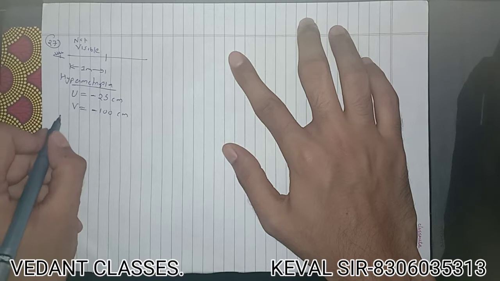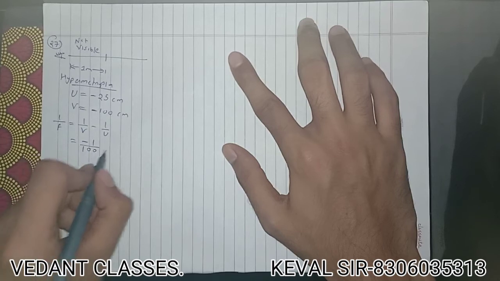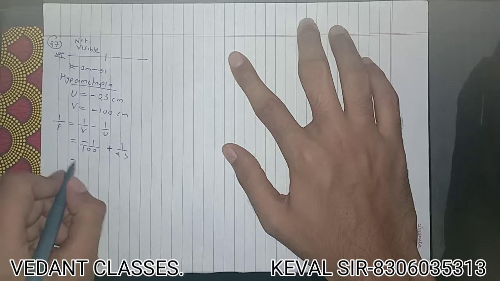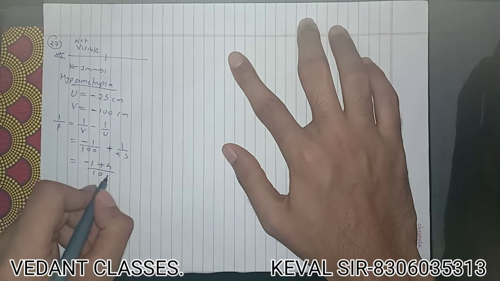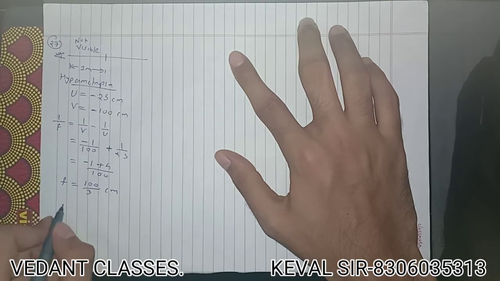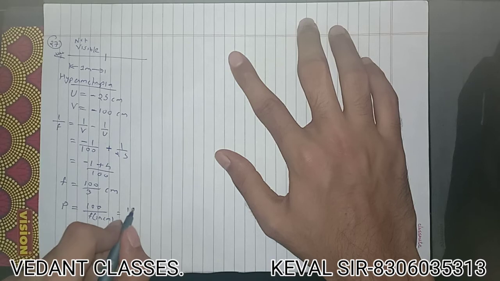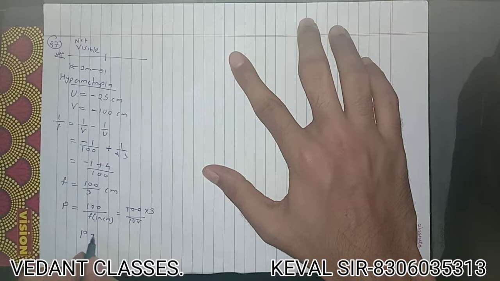So apply the lens formula: 1 by f equal to 1 by v minus 1 by u. So this will be 1 by minus 100 minus 1 by 25, and minus minus gives plus, so minus 1 plus 4 by 100. So the value of f will be equal to 100 by 3 centimeter. Now if you need to calculate the power, P is equal to 100 by f in centimeter. So this will be 100, and this will be 100 into 3. Cancelling this, P will be equal to plus 3 dioptre. So option A is the correct one.